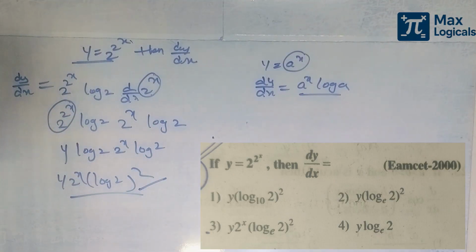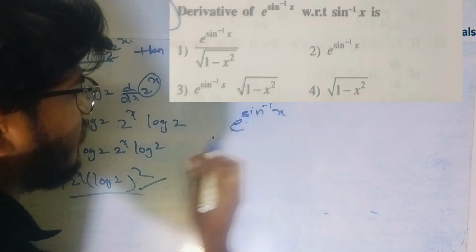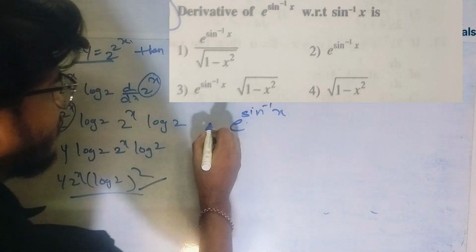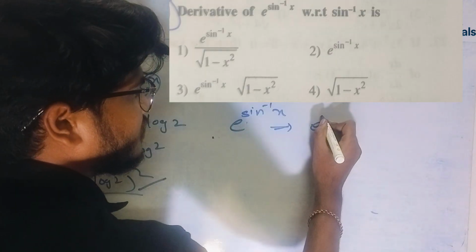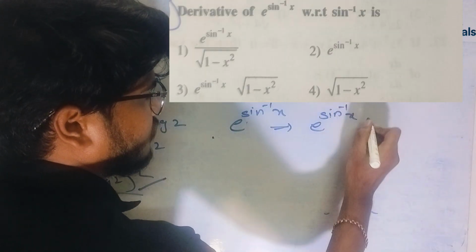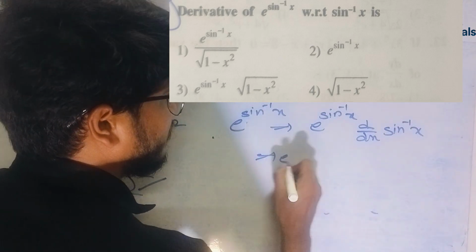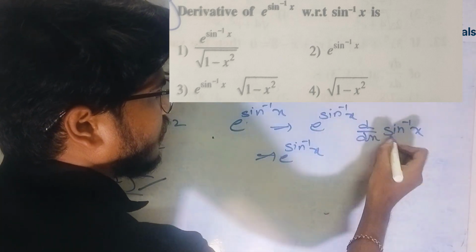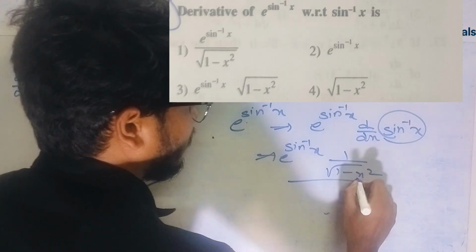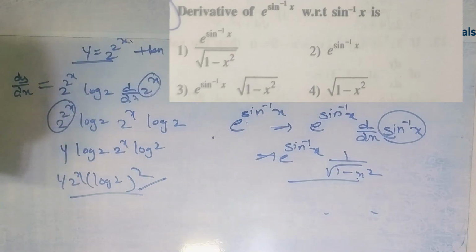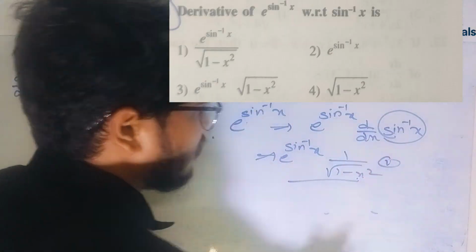The next question is the derivative of e power sine inverse x. What is the differentiation of e power x? The differentiation of e power x is e power x, and then d by dx of sine inverse of x. That is e power sine inverse of x. The differentiation of sine inverse of x is 1 by square root of 1 minus x square. This is our final answer. Now we check the options. E power sine inverse of x by root of 1 minus x square. Option 1 is our final answer.